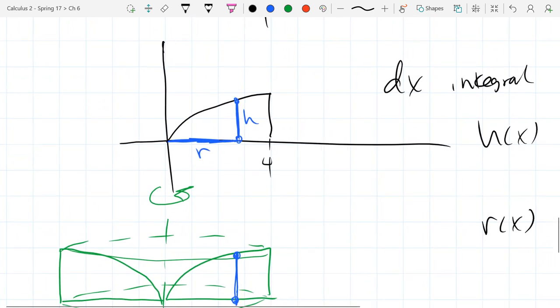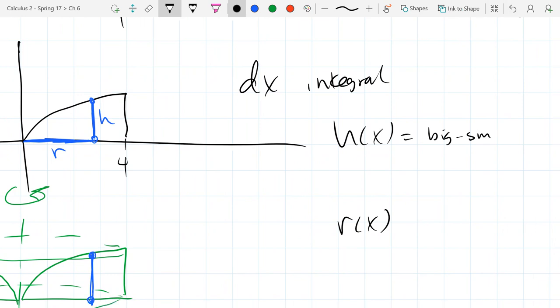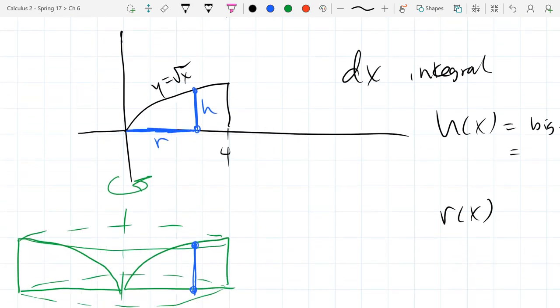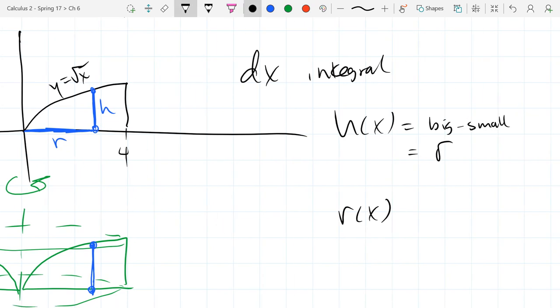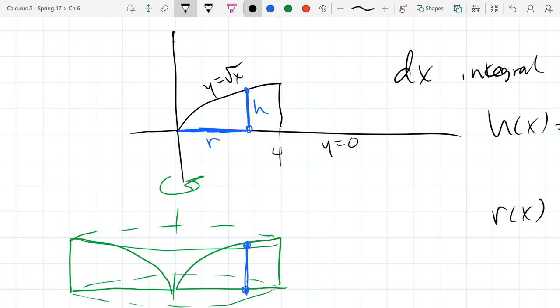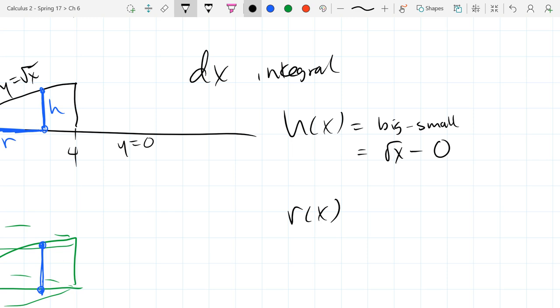So let's do the height first. So the height is going to be big minus small. They're all big minus small. What is the big function for height? I didn't label my region. So our big function is square root x. It's already a function of x. That's nice. What is small? Zero. Yep, so we could write y equals zero if you want to. That's the x-axis right there. So it's going to be minus 0, and that's just square root x. So that's our height.